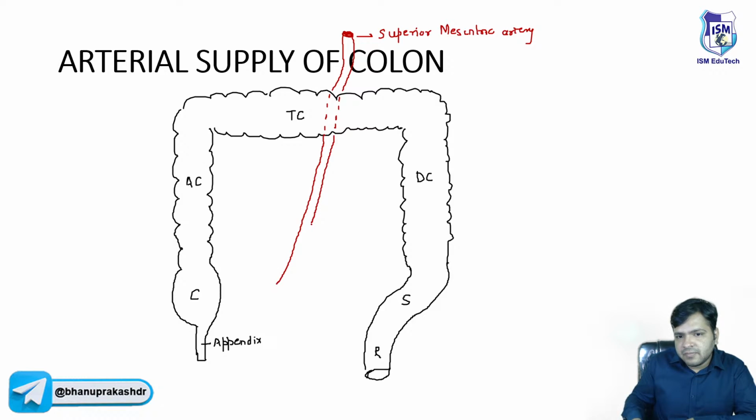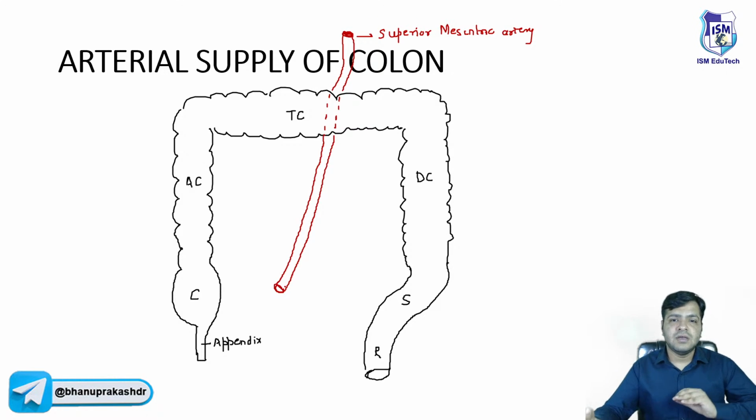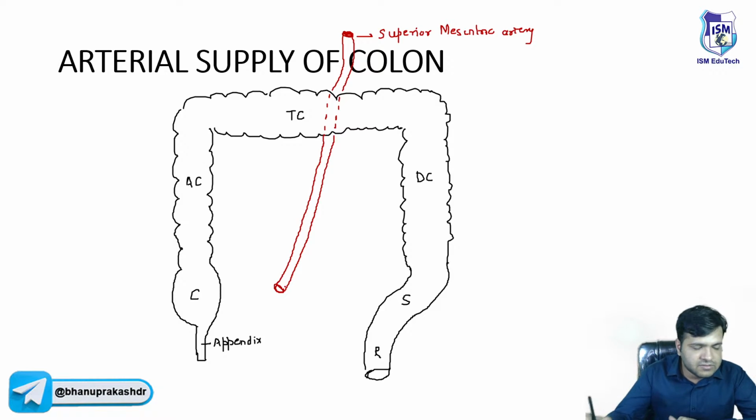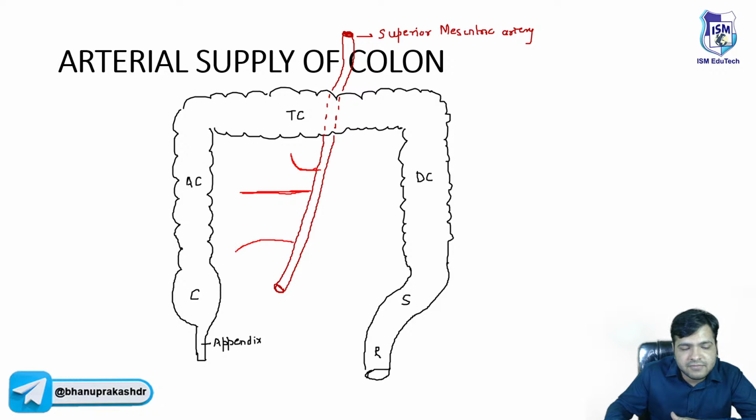So this is the artery and it is going in an oblique fashion, beta, to the right side. It has three major branches that you have to remember as of now. It has the right colic artery, the middle colic artery, and the ileocolic artery. Let us try to name these branches of the superior mesenteric artery.